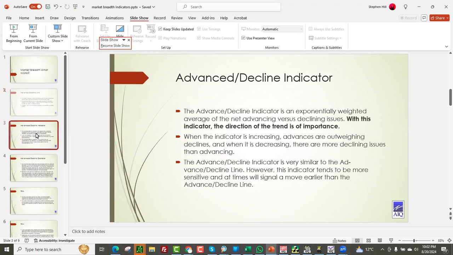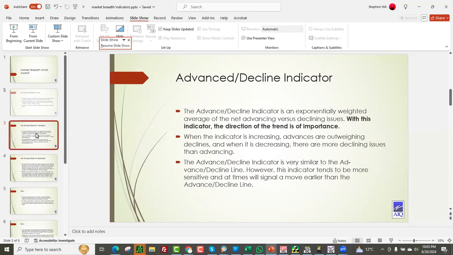We're going to look at charts of these two indicators. The advance decline indicator takes it to the next step. It exponentially weights the average of the net advancing versus declining issues. And in this case, the direction of the trend of the indicator is important. Often when you see the indicator increasing, that means, of course, advances are outweighing decliners. And when it's decreasing, the reverse is happening. The final point here: the indicator is very similar to the advance decline line, but notice that this tends to signal a move a little earlier than the advance decline line itself.